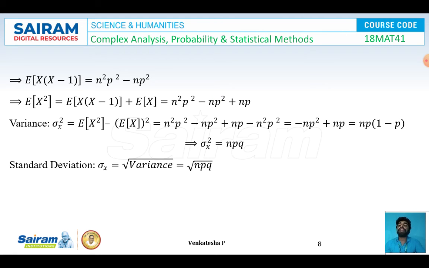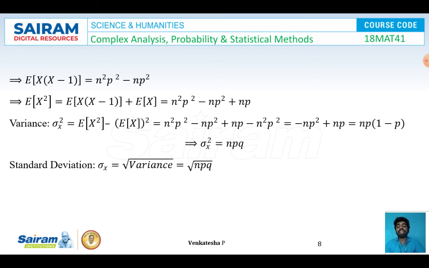So I got the variance is equal to sigma x square is equal to expectation of x square minus expectation of x whole square. By replacing the value here, and taking expectation of x as np, I'll be getting n square p square. By eliminating n square p square on both the sides, I got minus np square plus np. By taking np common factor, I got np into 1 minus p. And we know that p plus q will be equal to 1, then 1 minus p will be equal to q. So I can replace 1 minus p as q here. So I got the variance, that is sigma x square is npq.